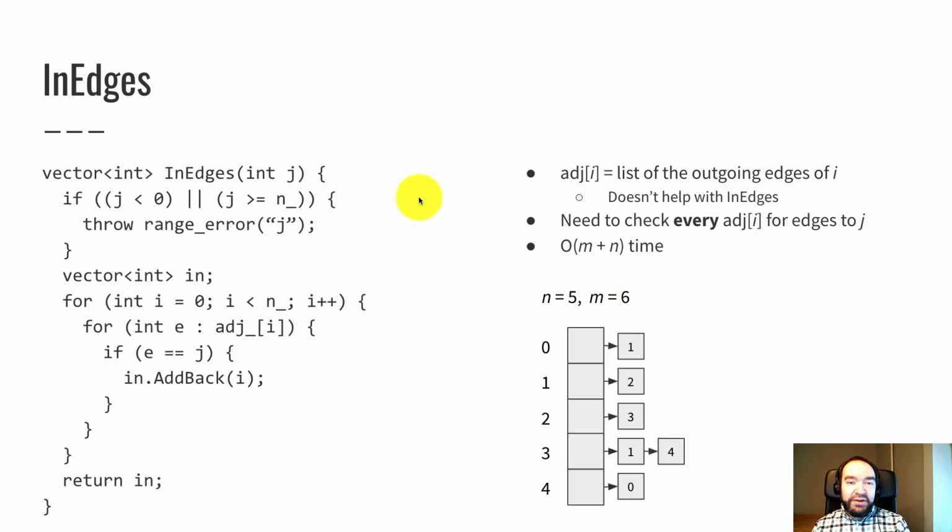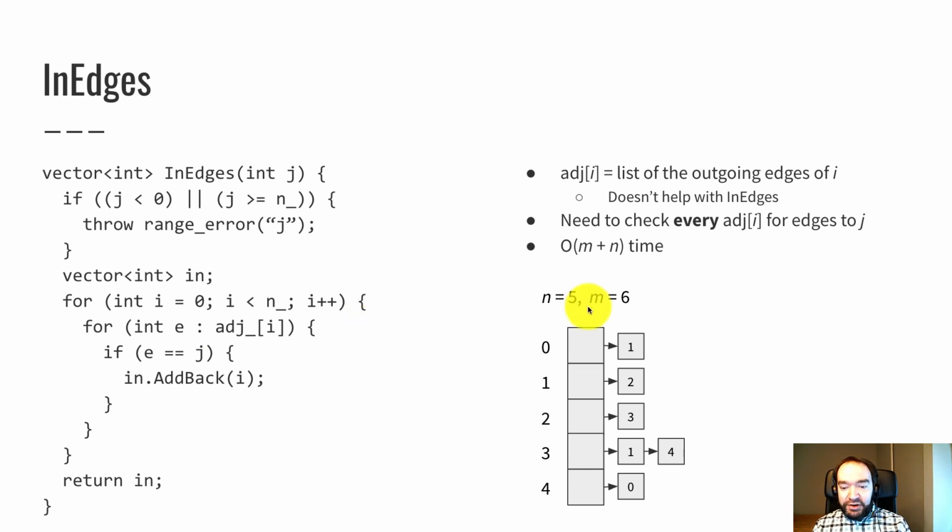Finally, inEdges, we don't have such a helpful speed up here. We defined edge of i to be the list of the outgoing edges of i, and that doesn't help with inEdges. With inEdges, we're trying to compute all of the incoming edges into j. Edge of i doesn't help, so we need to do kind of a brute force thing and scan the entire graph for any matching edge and make a list of those. So we've got an error check to begin with, and then I've got my vector of ints called in. And what we're going to do is loop through every vertex and go through that vertex's adjacency list and see if we find any edge in that list that goes to j. So it's kind of a brute force thing.